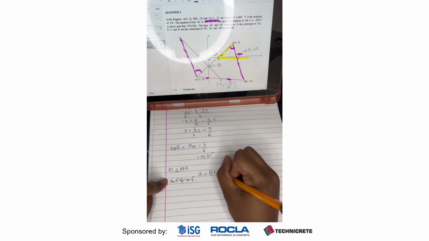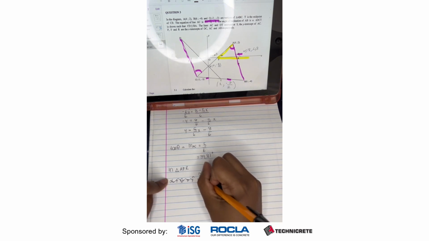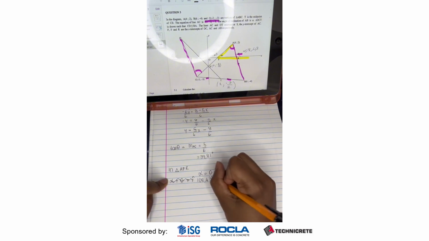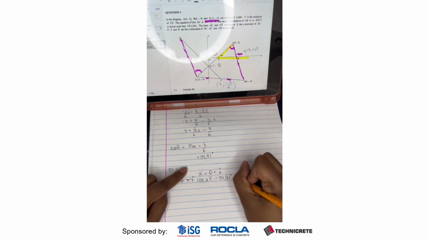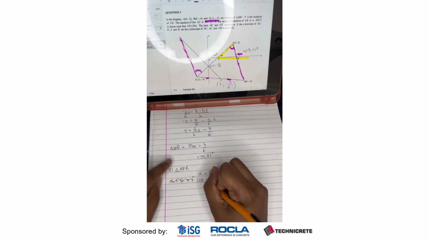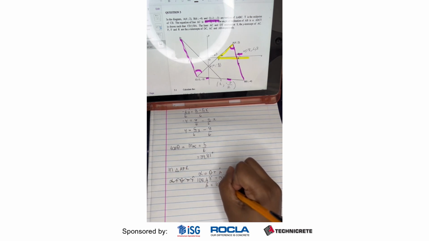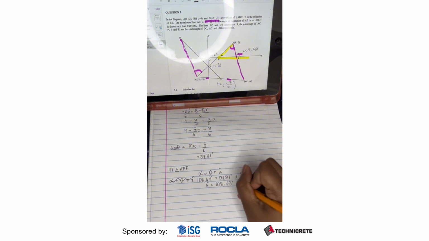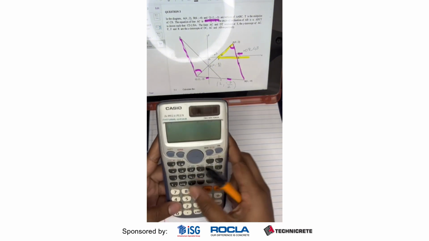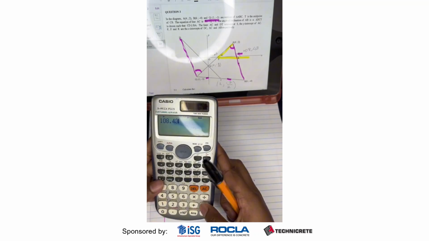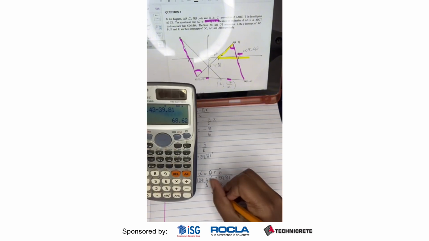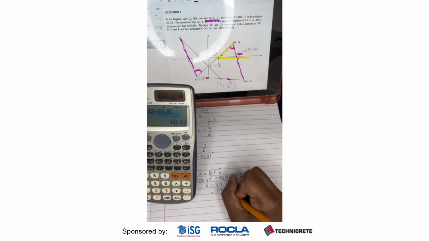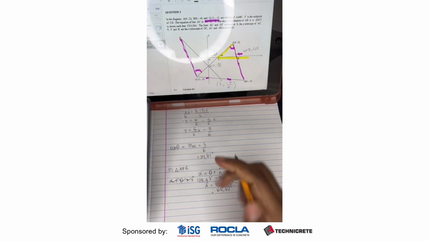I know alpha is 108.43. I found my theta, which is 39.81, and I want angle A. So that's going to be fairly easy. We just subtract. So 108.43 degrees minus 39.81 degrees. This is equal to 68.62 degrees. That is what we got for A.